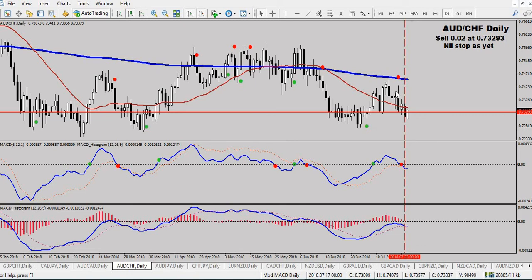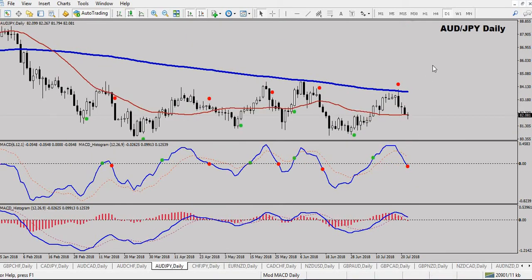Aussie Swiss took a sell this morning. Late entry again, which is probably good for me. Not overly excited about it, but it's a valid signal, so taking it. Just have to wait to see how it pans out.